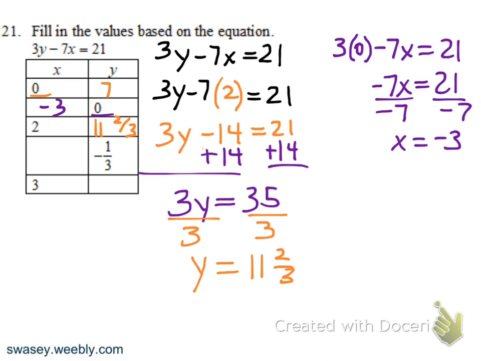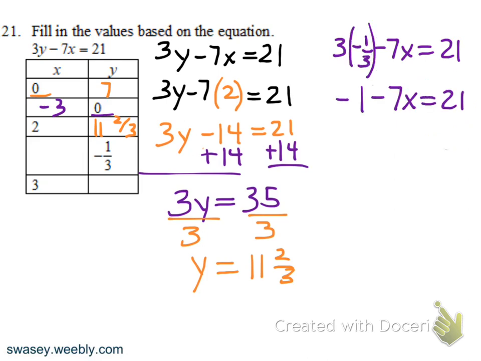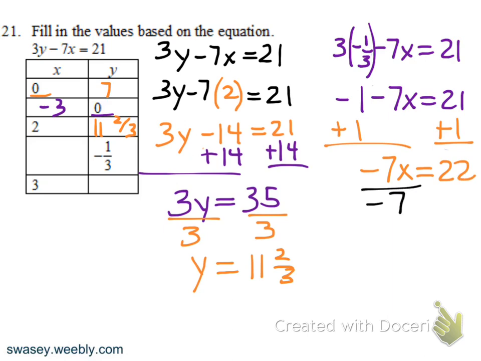Next one, replace y with negative 1/3. Multiply, get negative 1. Two-step equation from here. Add 1. Get negative 7x equals 22. Divide by negative 7. And so x equals negative 3 and 1/7.